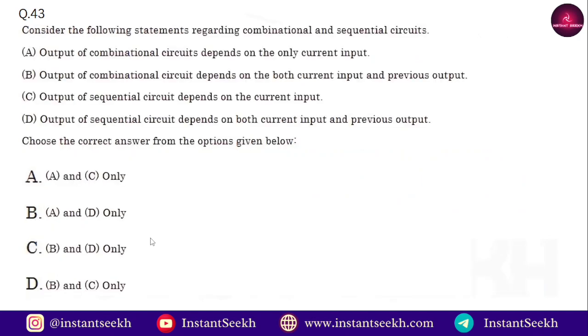Next, what we have: consider the following statements regarding combinational and sequential circuits. You should be aware of what combinational and sequential circuits are. So let's check the options one by one. The output of a combinational circuit depends only on the current input. Yes, only on the current state, not memory based. Next, the output of a combinational circuit depends on both current and previous output. No, wrong. The output of a sequential circuit depends on the current input? No, it depends on the previous one. The output of a sequential circuit depends on both current and previous output.